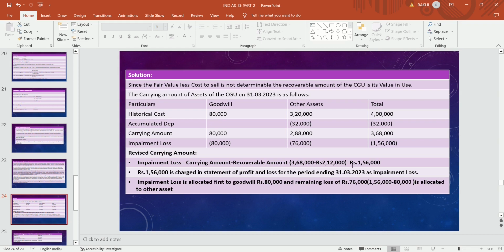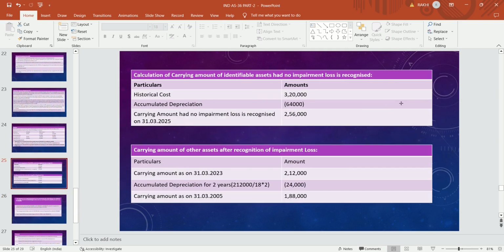So 1,56,000 is the impairment loss, which is to be charged in the statement of profit and loss for the period ending on 31st March 2023 as an impairment loss. Now this impairment loss is allocated first to the goodwill, and the remaining loss is to be adjusted with the other asset. Now we will calculate the carrying amount of identifiable asset as if there is no impairment loss.